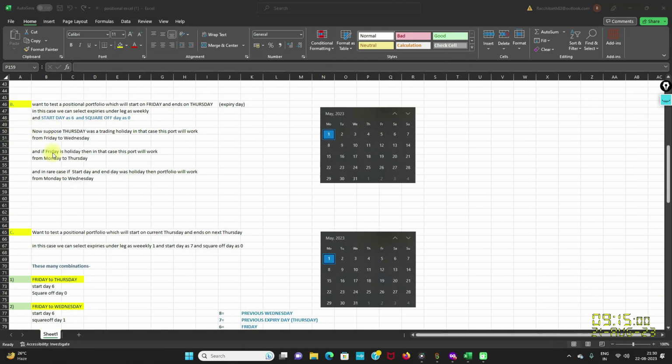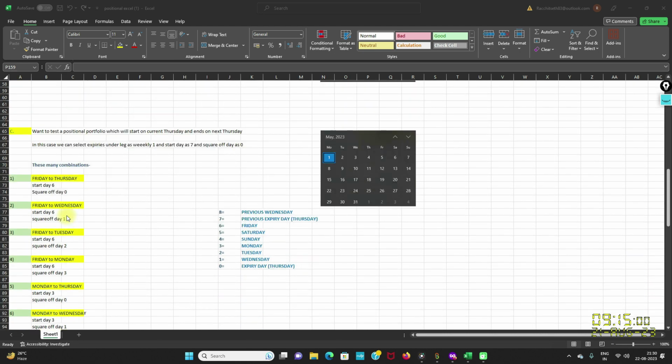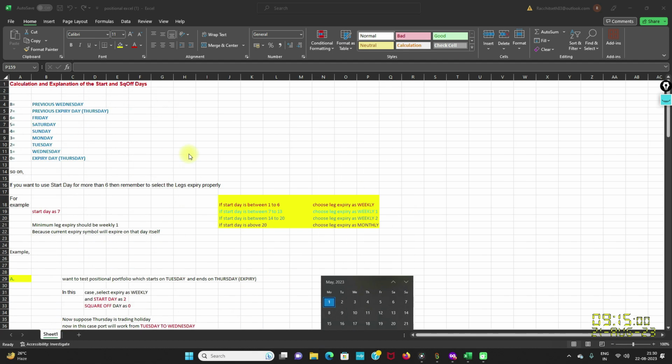Now, moving back to another example, suppose you want to backtest a positional portfolio which will start on current Thursday and end on next Thursday. So, in this case, we can select expiry under leg as weekly 1, start day as 7 and square off day as 0. Why? Because you want to backtest Thursdays to Thursdays for Nifty and Bank Nifty. That is expiry day to expiry day.